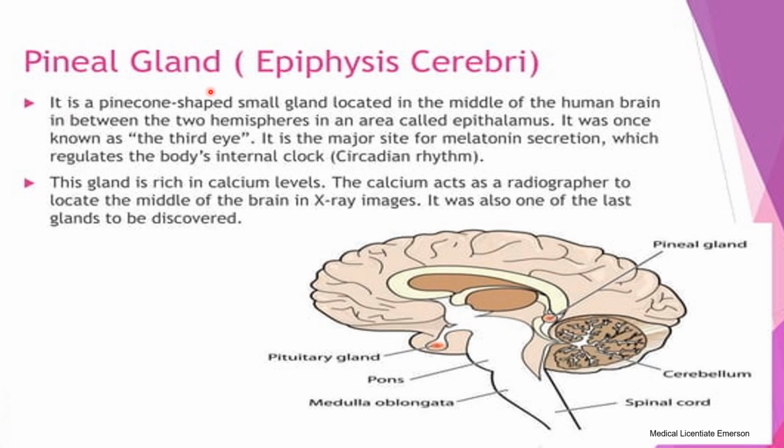The pineal gland, or the epiphysis cerebri, is a pine cone-shaped small gland located in the middle of the human brain, in between the two hemispheres in an area called the epithalamus. It was once known as the third eye. It is the major site for melatonin secretion, which regulates the body's internal clock, which is the circadian rhythm.